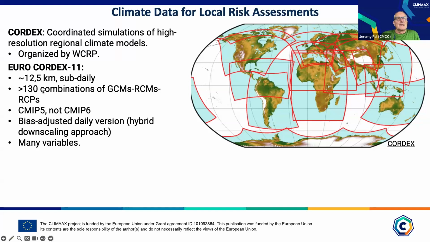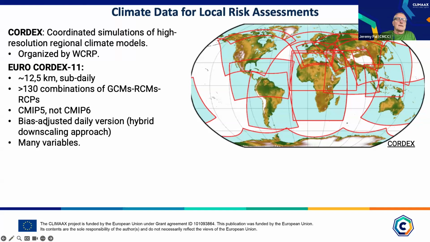There are more than 130 combinations of GCMs, RCMs, and different RCPs. So there's quite a bit of data, like terabytes and terabytes of data. One disadvantage of this current product is that it uses CMIP5. I think CMIP6 should be out fairly soon, hopefully.